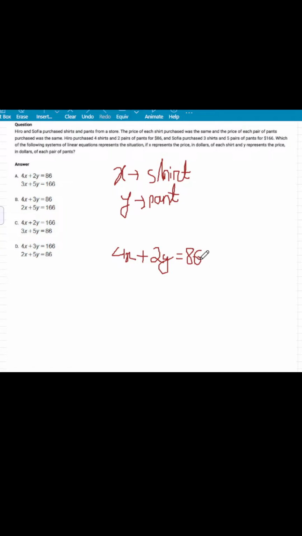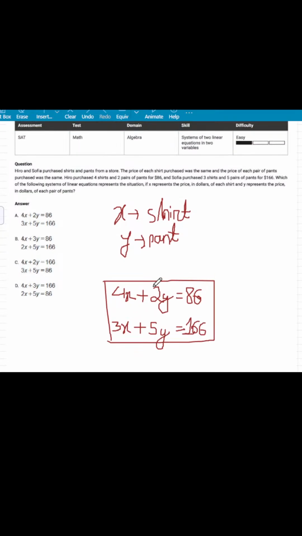Then for the second statement, Sophia purchased 3 shirts and 5 pairs of pants. So 3 shirts will cost 3x, and 5 pairs of pants will be 5y. So we have these two variables, and the sum is 166. So these are the two linear equations of the system which describe this problem.